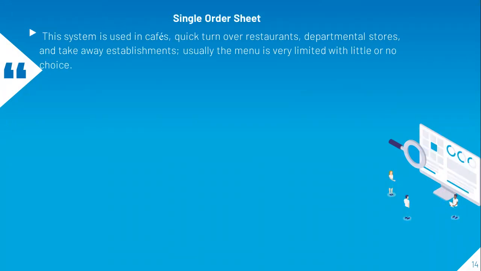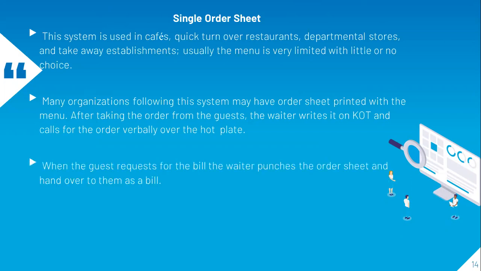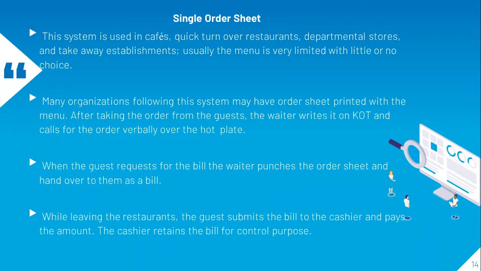So we are talking about single order sheet now. This system is used in cafes, quick turnover restaurants, departmental stores. Many organizations following this system may have order sheet printed with the menu. So after taking the order from the guest, the waiter writes it on the KOT and calls for the order verbally. When the guest requests for the bill, the waiter punches the order sheet and hands it over to them as a bill. So while leaving the restaurant, the guest will submit the same bill to the cashier and will pay the amount. Here, cashier will retain the bill for control purpose.